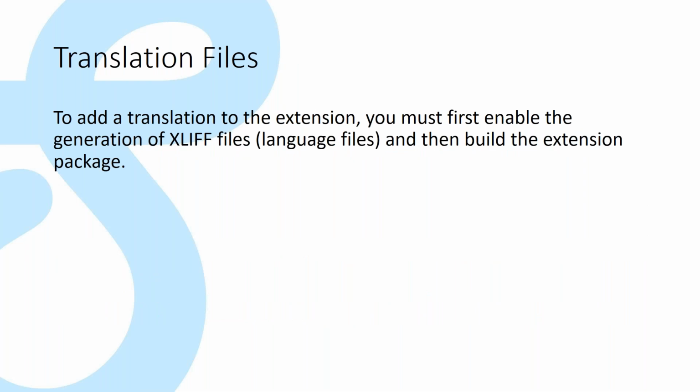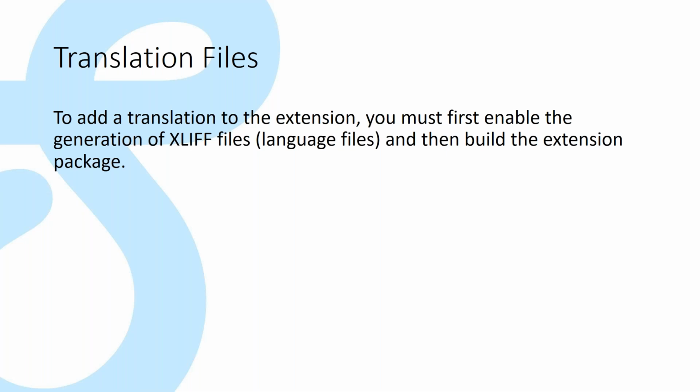And to publish your extension for the cloud, it also has to have translation files, and translation files are now stored in XLF format. This is needed because the multi-language properties such as CaptionML or ToolTipML are now being deprecated, and the functionality of having multiple languages is now changed by using XLF files. To add the translation to the extension, you must first enable the generation of XLF files, and then you can build the extension and publish it.